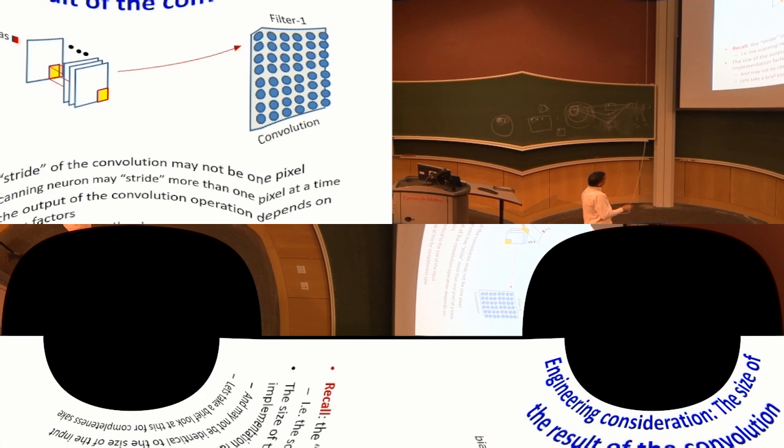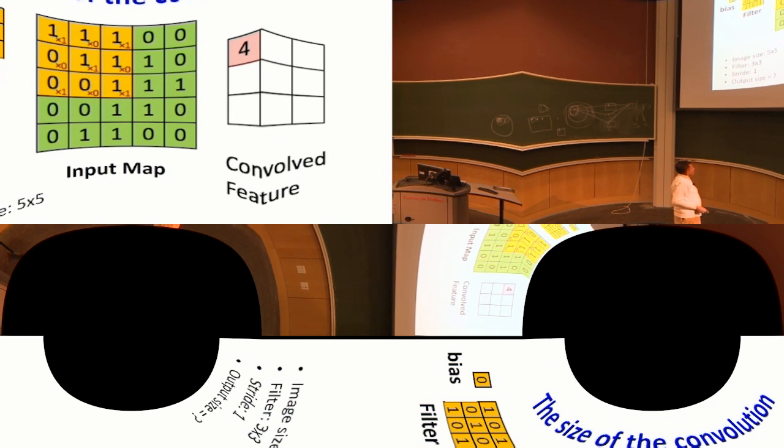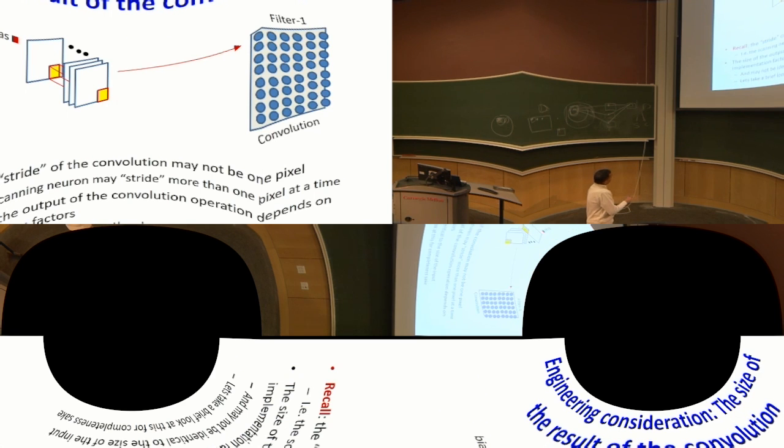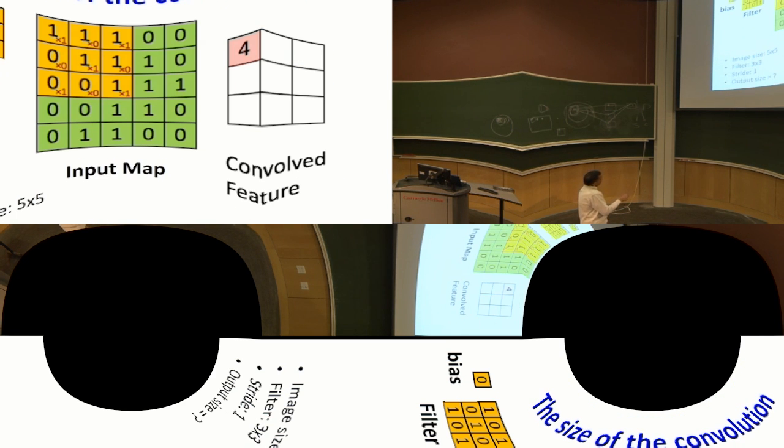The size of the output of the convolution depends on implementation factors like the size of the filters and the stride, but let's consider the stride in particular. Here, for example, the input maps are size 5 cross 5, the filter is 3 cross 3, and the stride is 1. So how big is the output going to be? If you assume that the filter is not allowed to go past the edge, then clearly there are only 3 skips before you run out of image. So the output is going to be 3 cross 3.